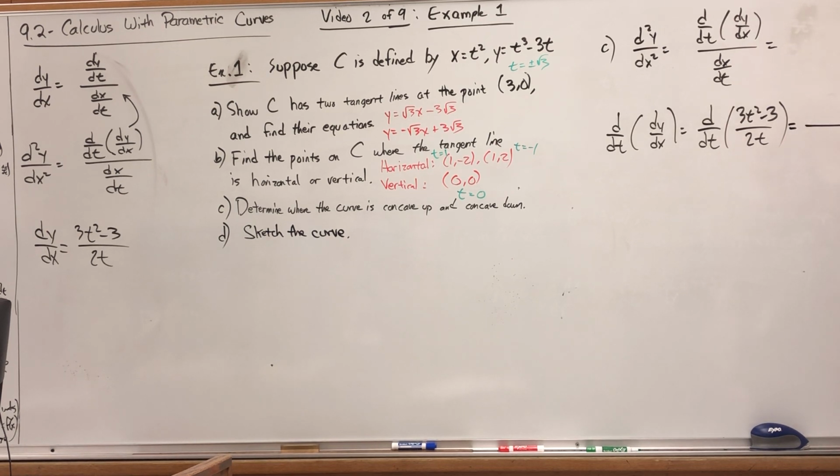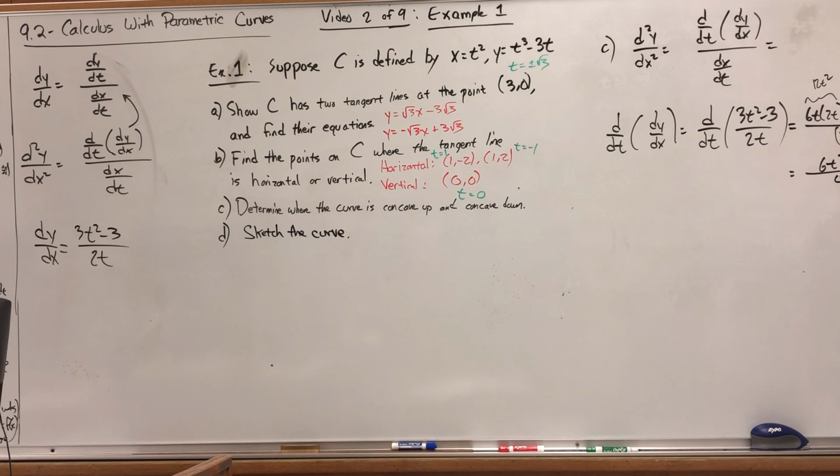All right, the derivative of the top is 6t times the bottom, 2t, minus the derivative of the bottom, which is 2, times the top, 3t squared minus 3, over the bottom squared. Let's simplify this. This is 12t squared. When I distribute the negative 2, I get negative 6t squared plus 6. So we get 6t squared plus 6, and it's all over 4t squared when I square the denominator.